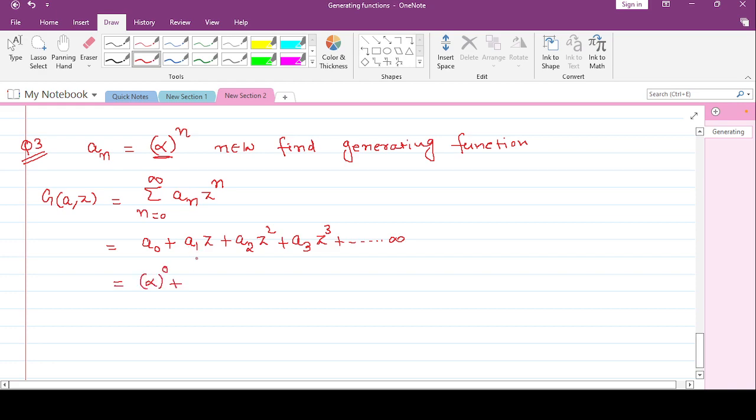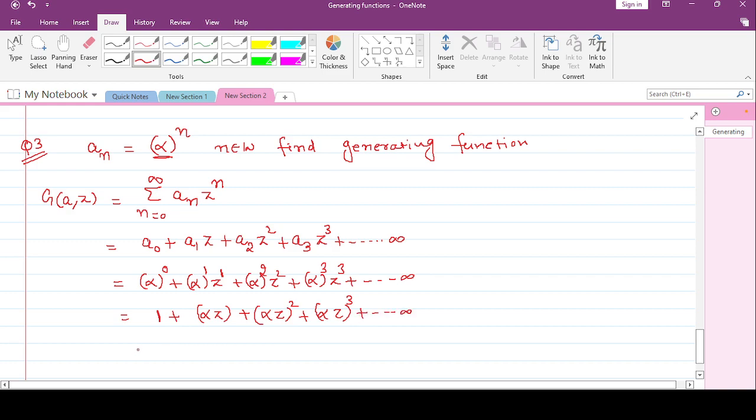Okay, what is the a1 value? It is alpha raised to the power 1, z raised to the power 1. What is the a2 value? It is alpha raised to the power 2, z raised to the power 2, alpha raised to the power 3, z raised to the power 3, and so on. So anything raised to the power 0 is what? It is 1. Okay, plus alpha into z plus alpha into z whole square plus alpha into z whole cube and so on.